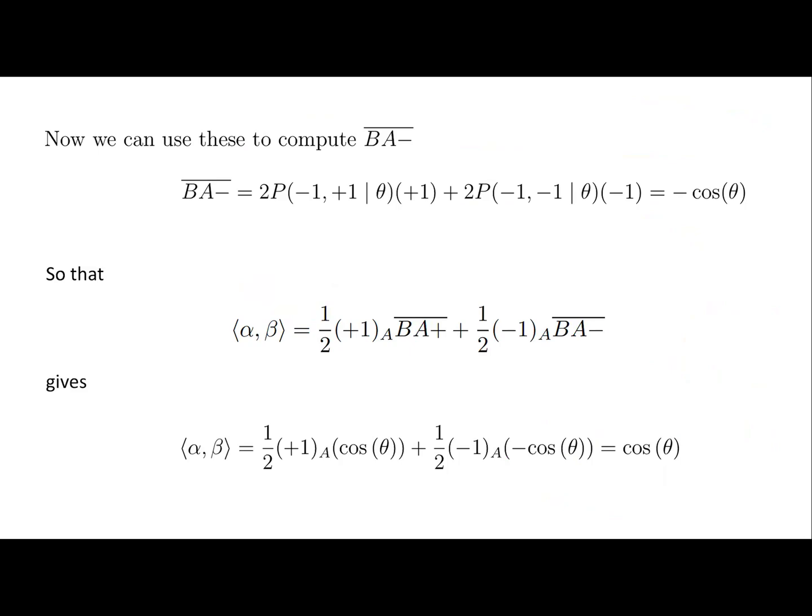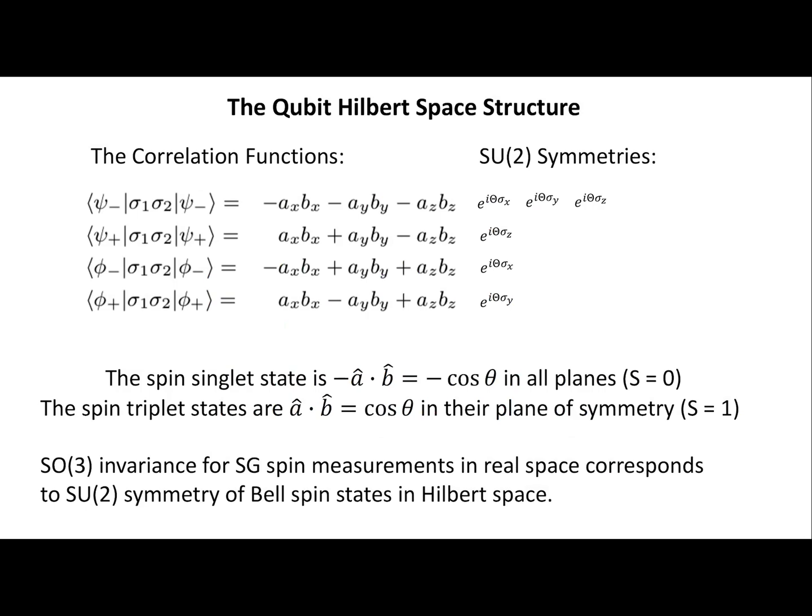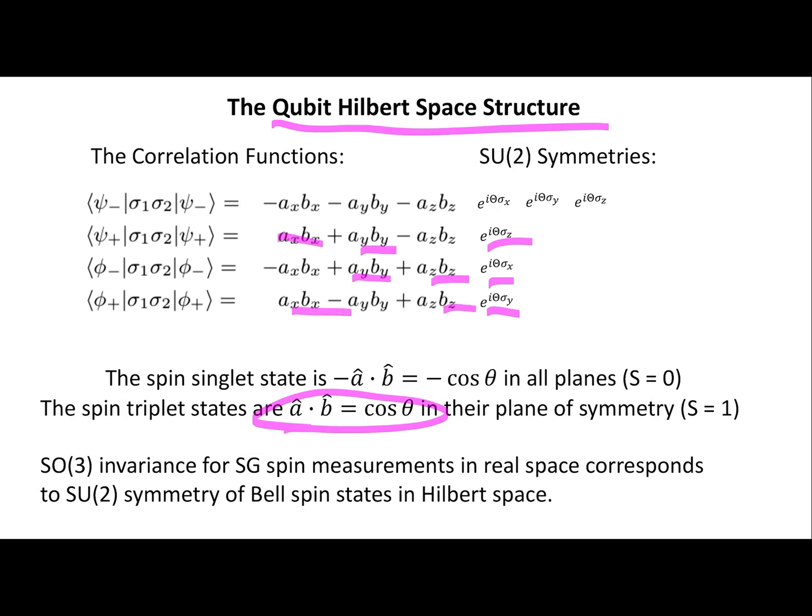You can then complete your derivation of your correlation function for the triplet states in the symmetry plane by taking those joint probabilities and the result you had previously, and you get your cosine theta, exactly according to the qubit Hilbert space structure for the Bell spin states: A hat dot B hat, cosine theta. So here you see the SU(2) symmetries, and the planes in which those symmetries hold.